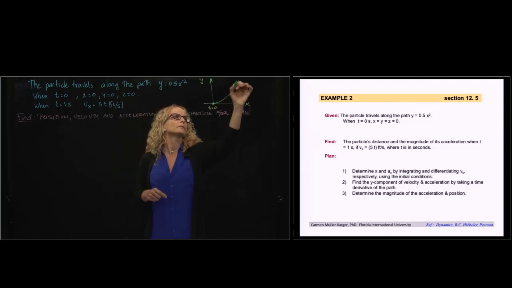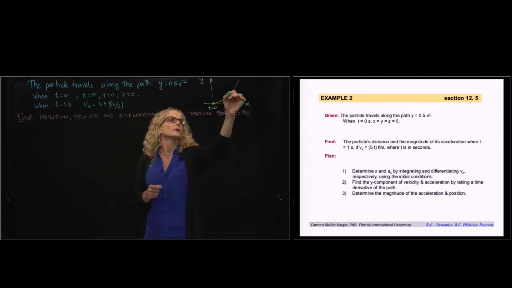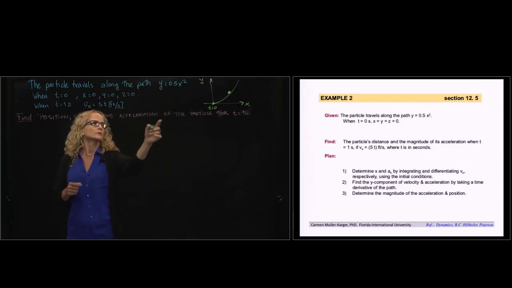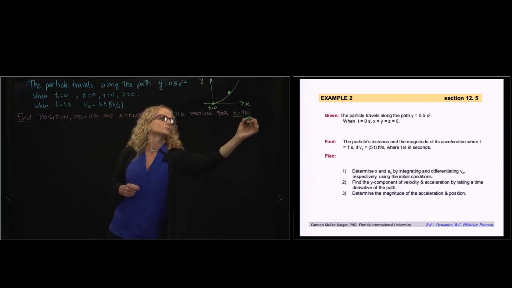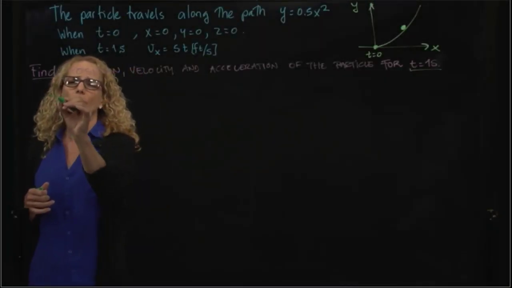So we have a path, right? We can draw it like that, because we know that it's a parabola. So our particle is somewhere about here. We want to find the position, velocity, and acceleration of the particle for t equals 1 second. We can start with the x components.